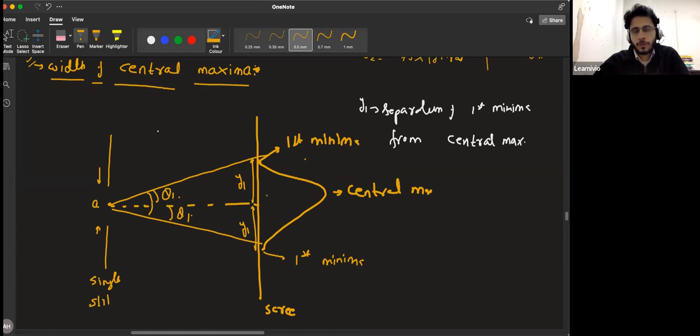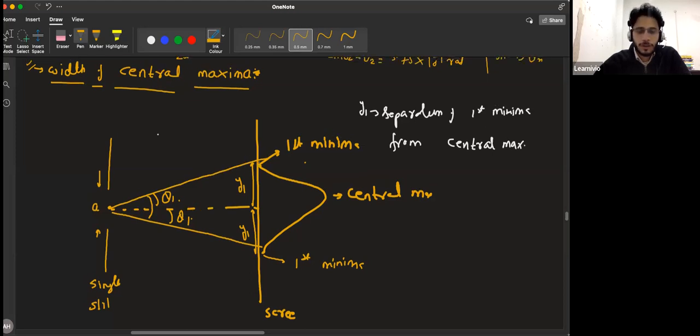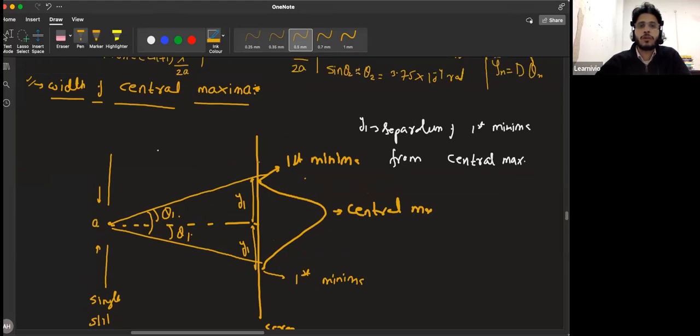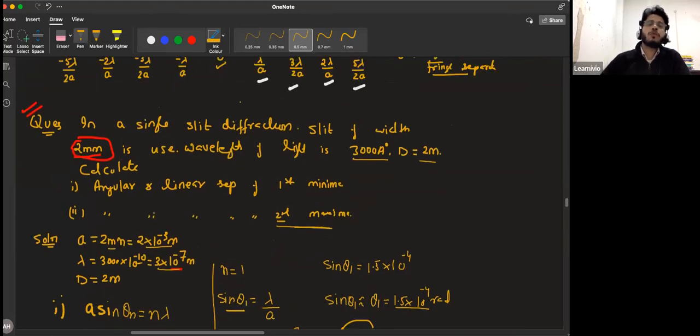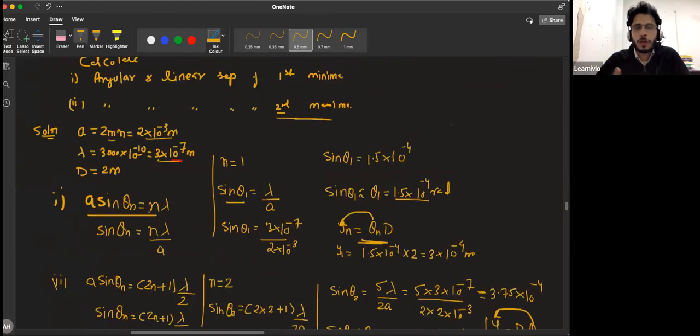Yes, sir. So you just have to calculate the position of first minima. For first minima, what will you use? A sine theta is n lambda, right? This is the condition for minima. What will be the value of n if I am calling first minima? 1. So put n equal to 1 here. Sine theta will be lambda by a. If small angle approximation is valid, then you can write sine theta equal to theta, right? So it would be lambda by a.